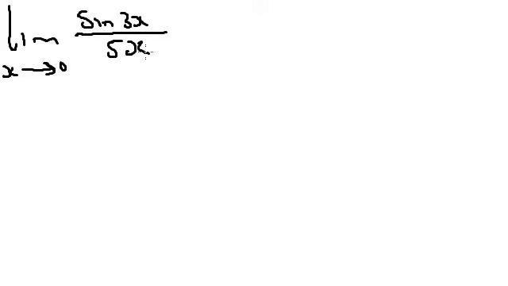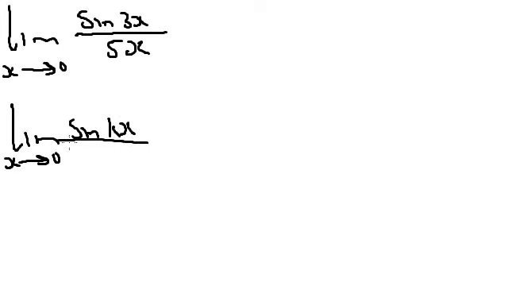So what should we do in the first place? First things first, what I would recommend is to find a way to convert this 5 to 3, so it can be in the form of the limit as x approaches 0 of sine kx all divided by kx, which will end up being 1. So that is our main goal.